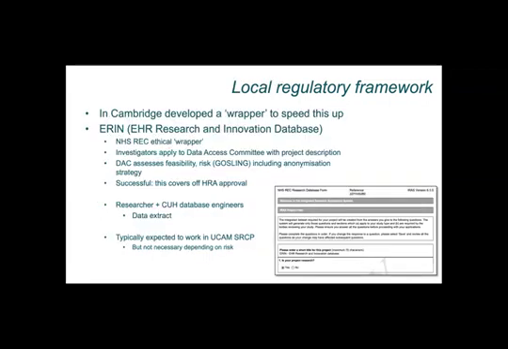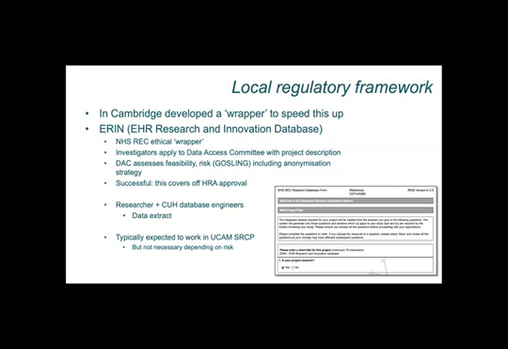In Cambridge, for example, we've made it even easier. We've put a wrapper around this to speed it up. It's called ERIN, and I'm the principal investigator. It's the Electronic Research and Innovation Database. An ethical wrapper. So we've done the ethics for anyone that wants to do research. All that the investigators need to do is apply to a data access committee, which is local, with a project description. And the data access committee will meet monthly.